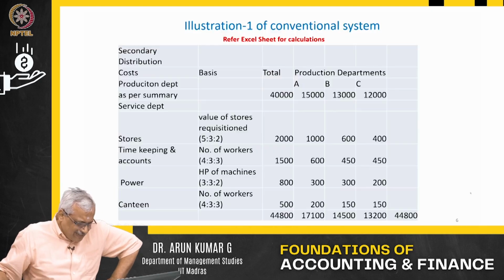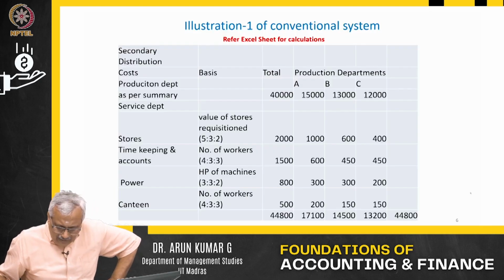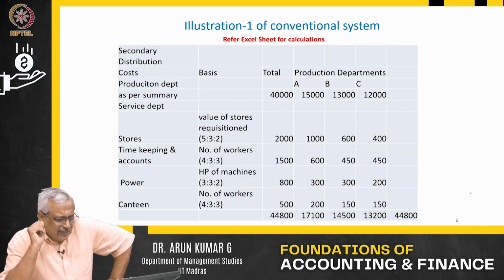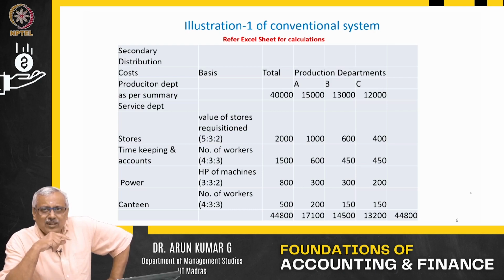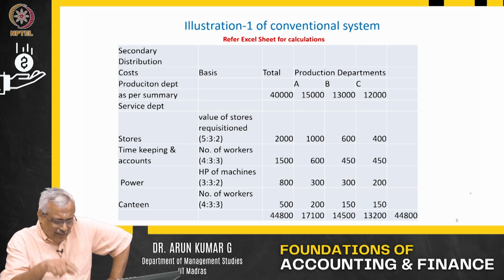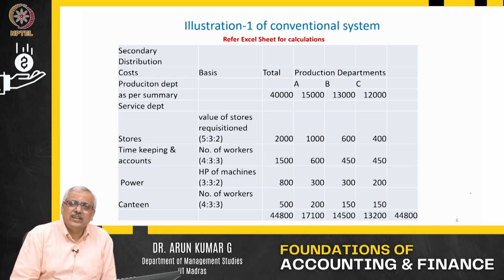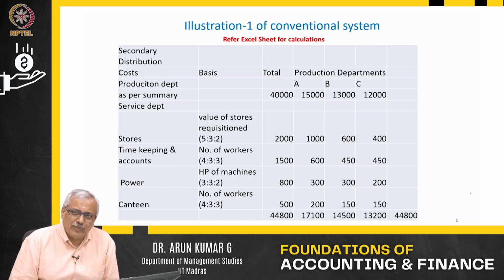For example, let me take this example itself. We talked about the apportionment of the stores overhead on the basis of the value of the stores requisitioned out. Now, it may so happen that department A has done only one requisition, while departments B and C have done multiple requisitions, and the cost in the stores is related to the number of requisitions made, but unfortunately I am allocating it on the basis of the value of requisitions. So, what is happening? I am over absorbing for production department A, overcharging department A, and undercharging production departments B and C.